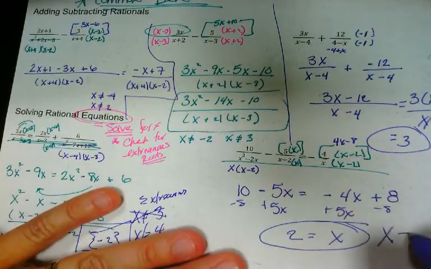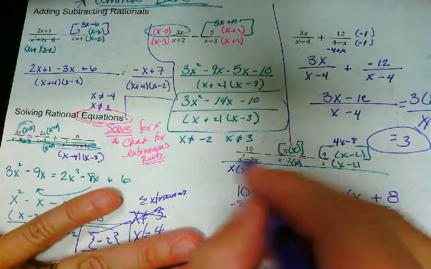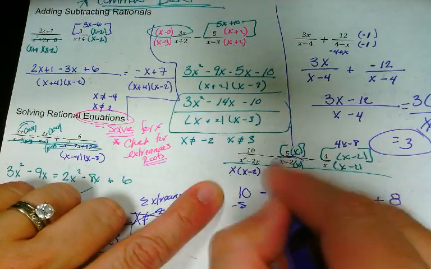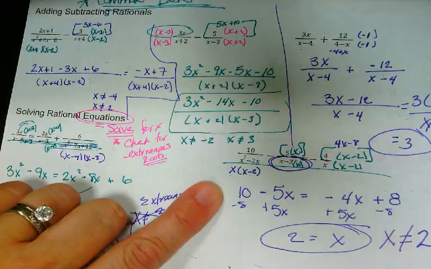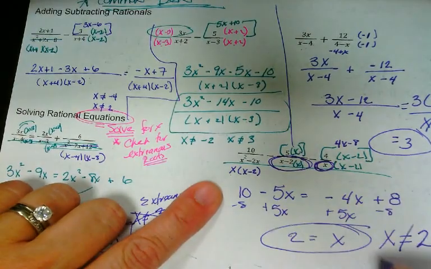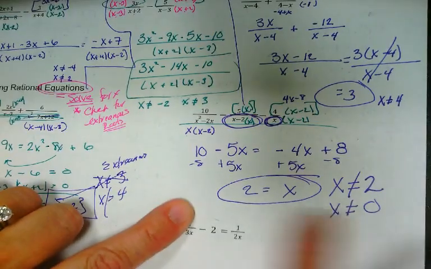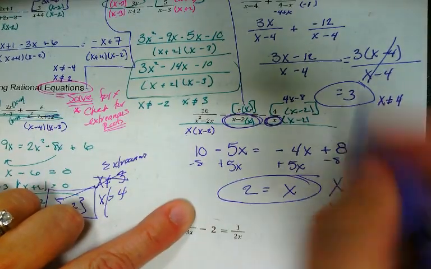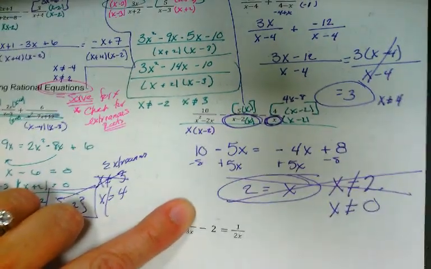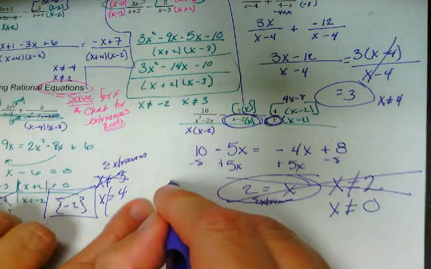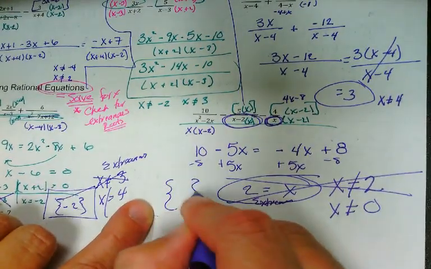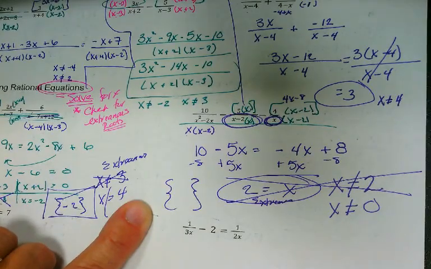Okay, but I'm not done there. We got to say what x cannot equal. So if I go back, there's two x's here, right? There's x minus 2, so x cannot equal 2. And there's a plain old x, so x cannot equal 0. And then you got to ask yourself, is there a problem? And of course there is. So we're going to reject that answer. 2 is extraneous. And my answer this time would actually be no solution.